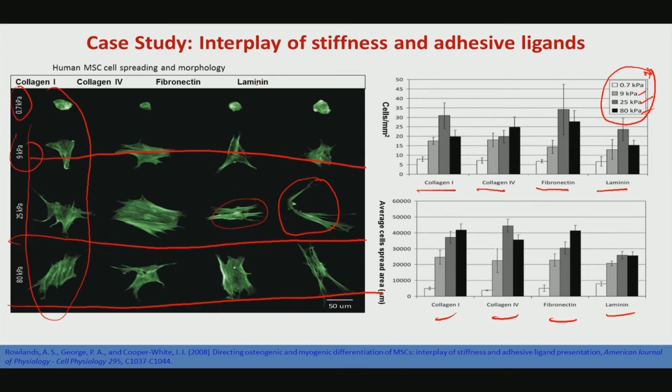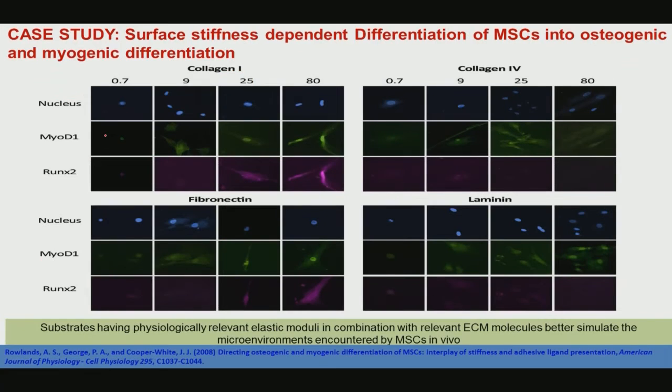So, this is again essentially showing, the fourth column is for laminin, the third column is for fibronectin, the second column is collagen type 4 and the first column is collagen type 1. So, essentially it again reconfirms that such published research results reconfirm that yes, indeed the substrate stiffness has an important role on the way the stem cells differentiate.